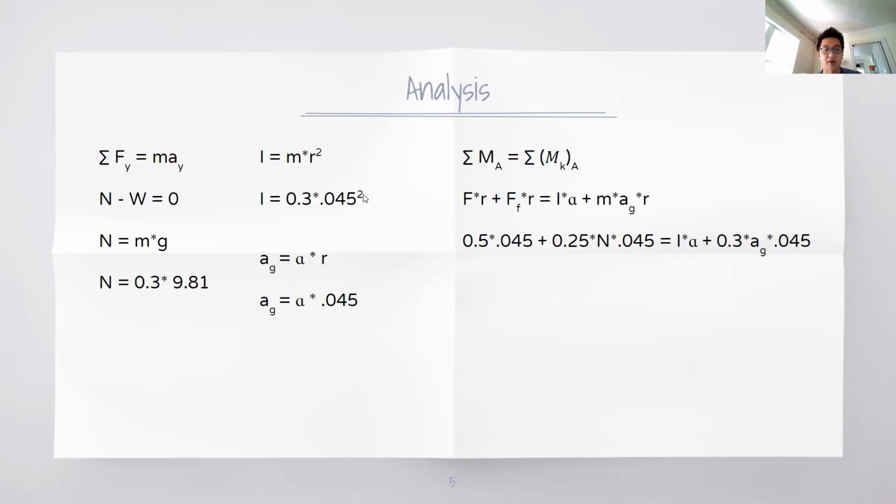And then some information that we will need for our moment equation later. Our moment of inertia is m times r squared, because we are dealing with a ring, so all of our mass is on the outside instead of like a uniform disk, which would be 1/2. So I equals 0.3 times 0.045 meters squared. And then we also know our relationship between acceleration and angular acceleration. So our acceleration about the center of gravity is equal to our angular acceleration times our radius, which is 0.045.